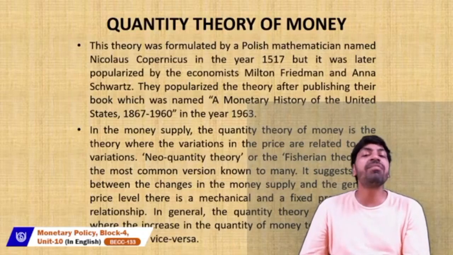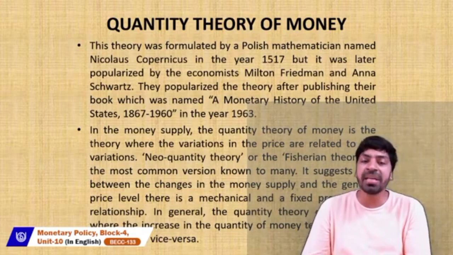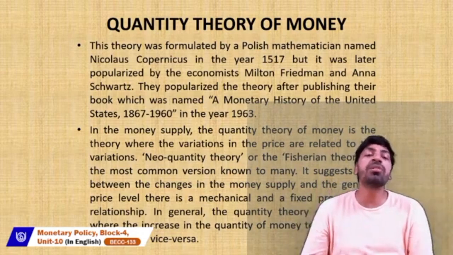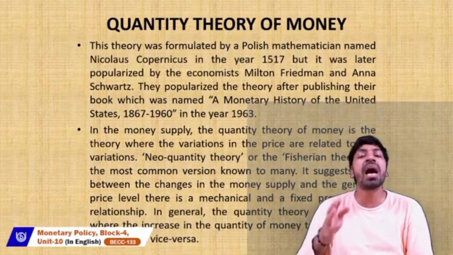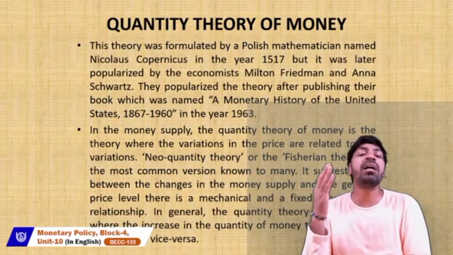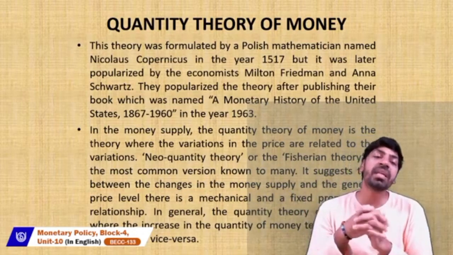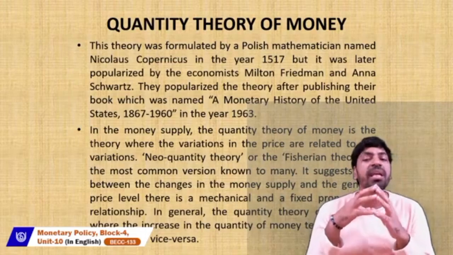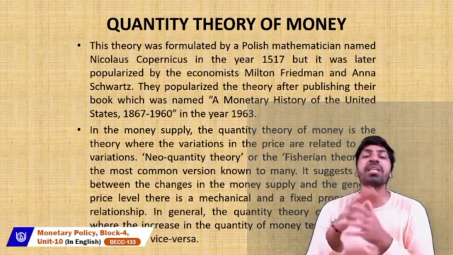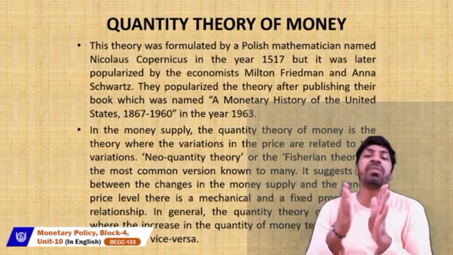This theory is mainly focused on the changes in prices and the money supply. That means this theory also states that when there are multiple variations or multiple changes in the prices, they are related to the exact variation or changes in other factors. Such a theory is also known by two famous names, the new quantity theory and the Fisherman theory. These are the two names which are very popular and associated with this theory.